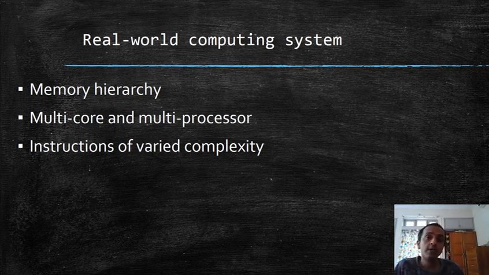And then some of the computers are even multi-processor. So not just a single processor, you have multiple processors inside your computer. And the instructions that are executed by these processors have varied levels of complexity. Some instructions can be completed in a single clock cycle, some might require 5 clock cycles, some might require 10 clock cycles, some might require a number of clock cycles depending on various other factors, and so on. So there are many complex issues in the actual real-world digital electronic computers that we have.